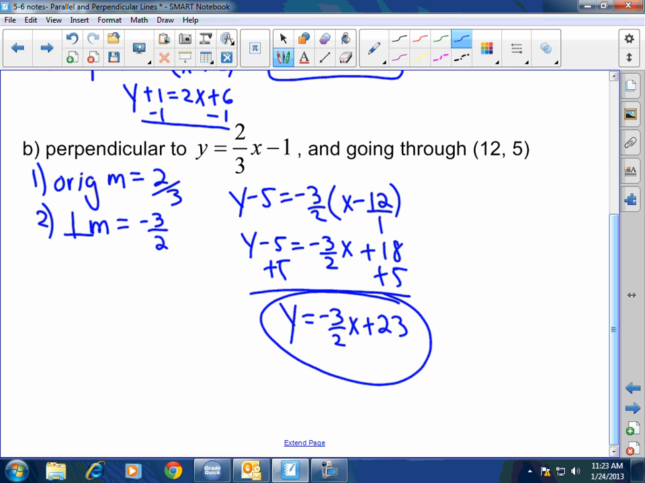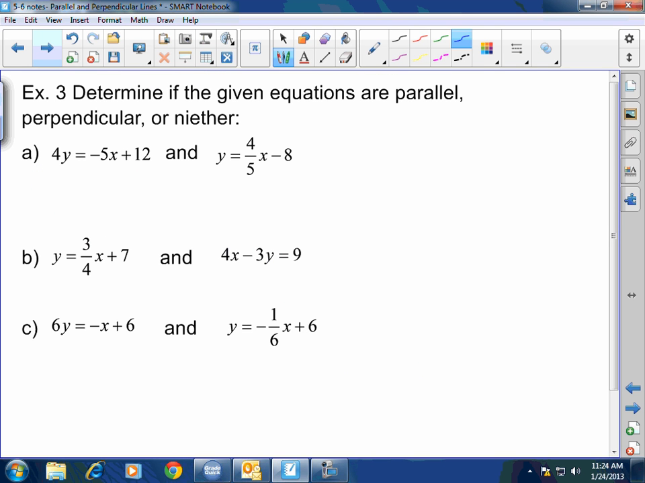And now another skill is, sometimes they're just going to give you two random equations, and they're going to say, hey, are these parallel, are they perpendicular, or are they neither? And that's important too. For example, determine if the given equations are parallel, perpendicular, or neither. Let's just use our brains, guys. It's all about slopes, right? So what you want to do when they ask you these, convert both given equations to slope-intercept form. And then that way you could clearly isolate the slope and see if it's parallel, perpendicular, or neither.